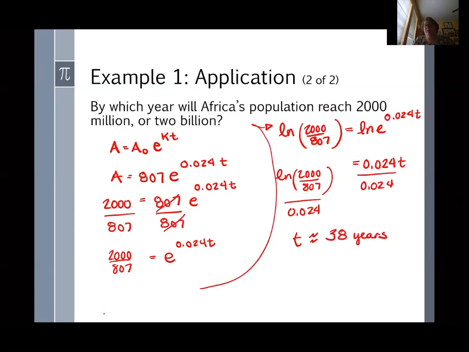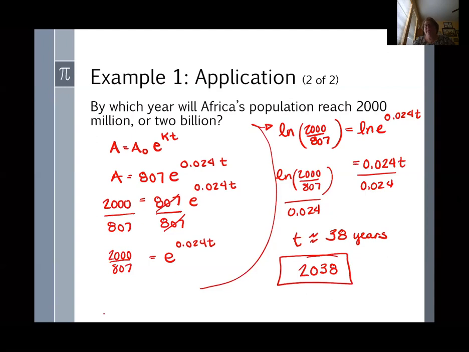So 38 years from the year 2000, because t represents the number of years since 2000. If I'm 38 years from the year 2000, I'm in the year 2038. So my answer is 2038.